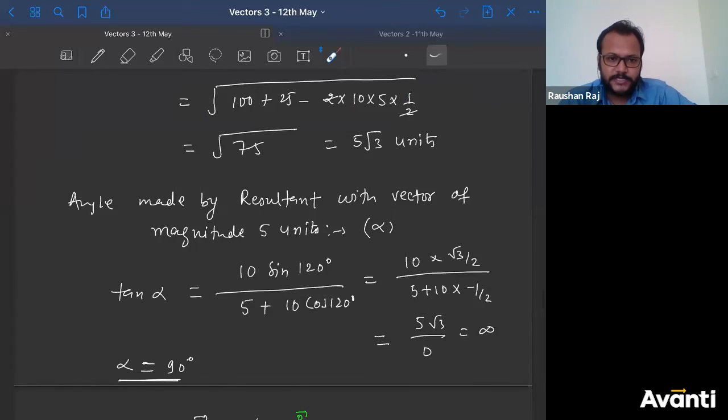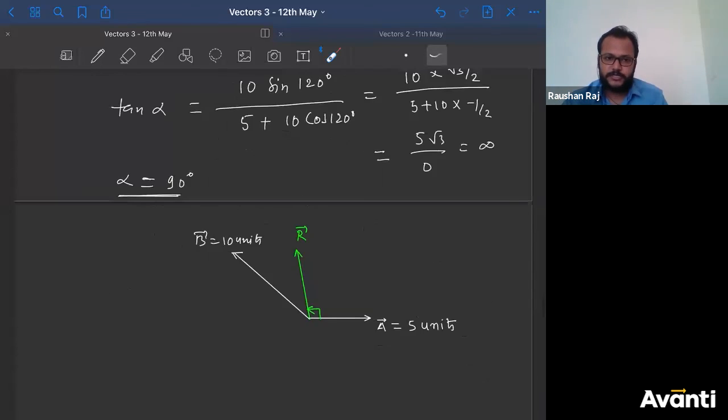Okay. Sir, head of B should touch the end vector of A. Why? We'll discuss that. Don't worry. No, it's correct. It's not like that.